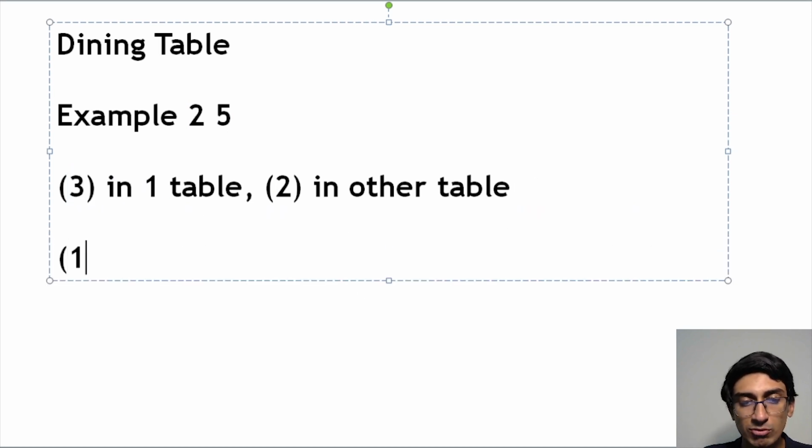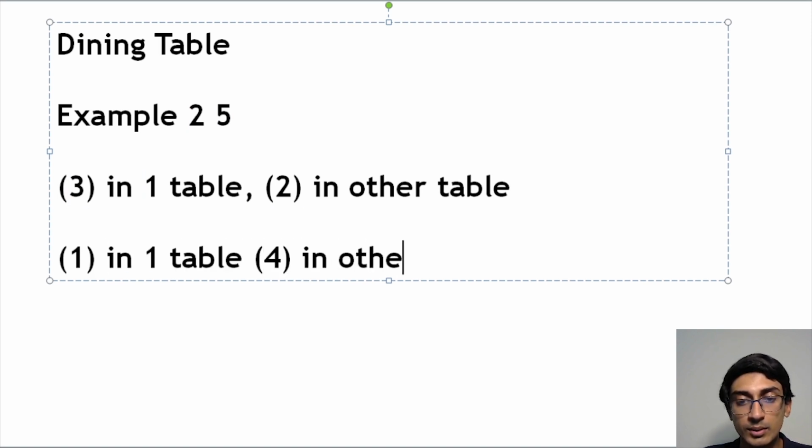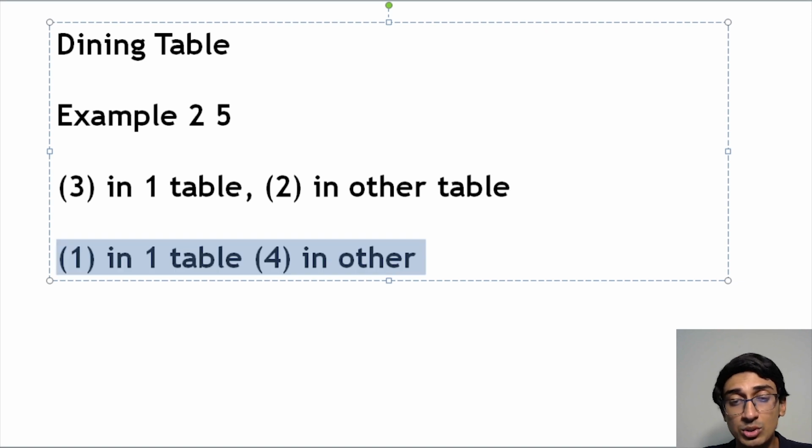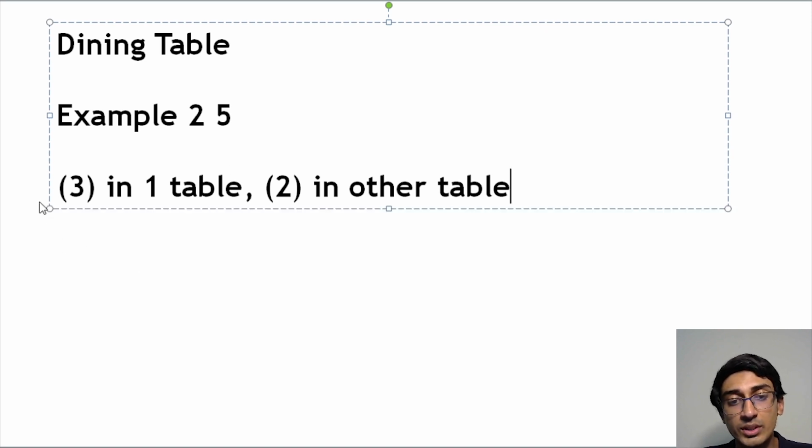We could have done 1 in one table and let's say 4 in the other table, right? But what they had said was try to keep it as equal as possible, which means that the difference between these tables should not be much. Hence we stuck to 3 and 2 and did not go to 1 and 4. We didn't even go to 5 and 0, that would leave one table empty. We didn't go for that, right? So now there are 3 people on one table and 2 in another table.